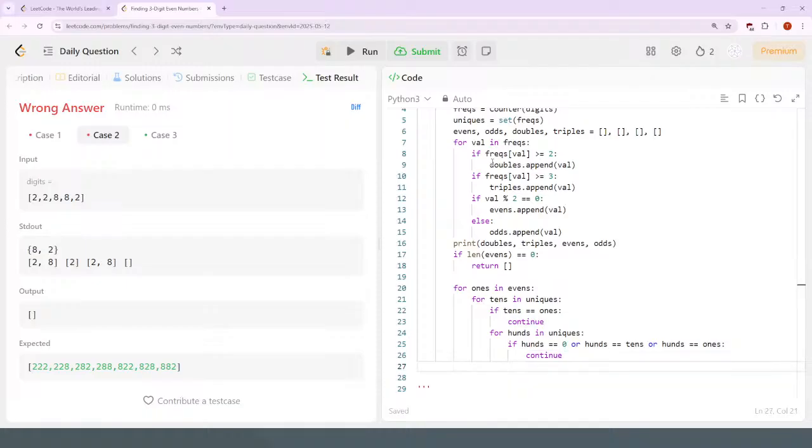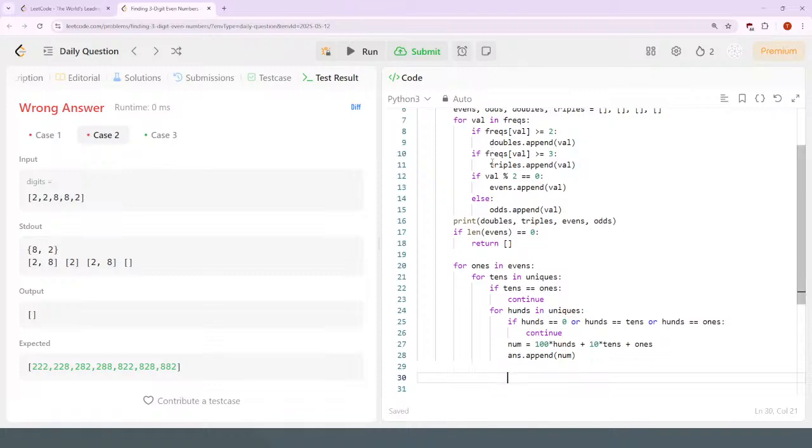And then otherwise I do the number itself is 100 times the hundreds digit, plus 10 times the tens digit, plus the ones digit, and then the answer appends this number. So this should be working for all unique values. Okay, that should be working for all the unique values.